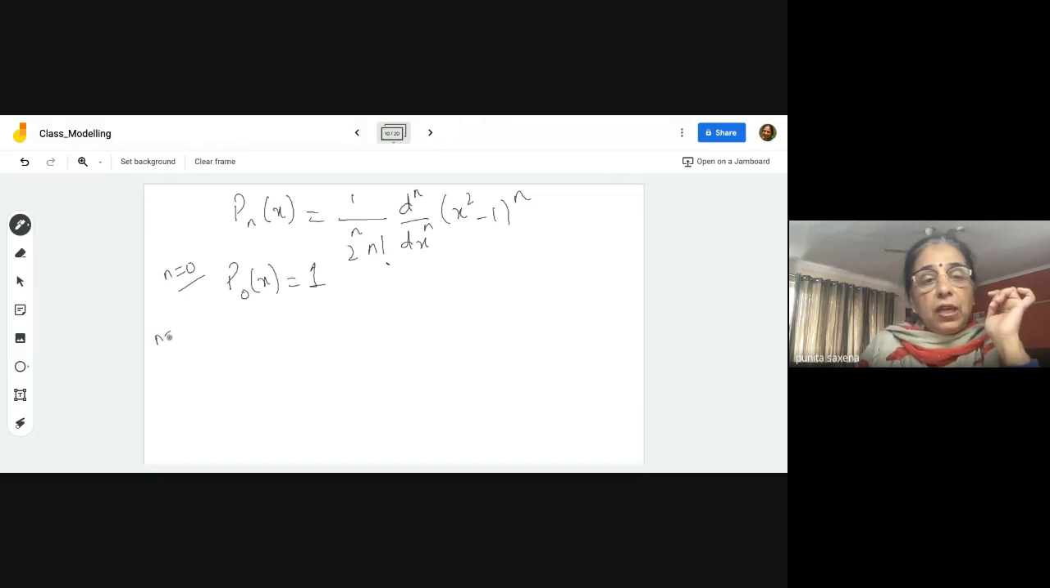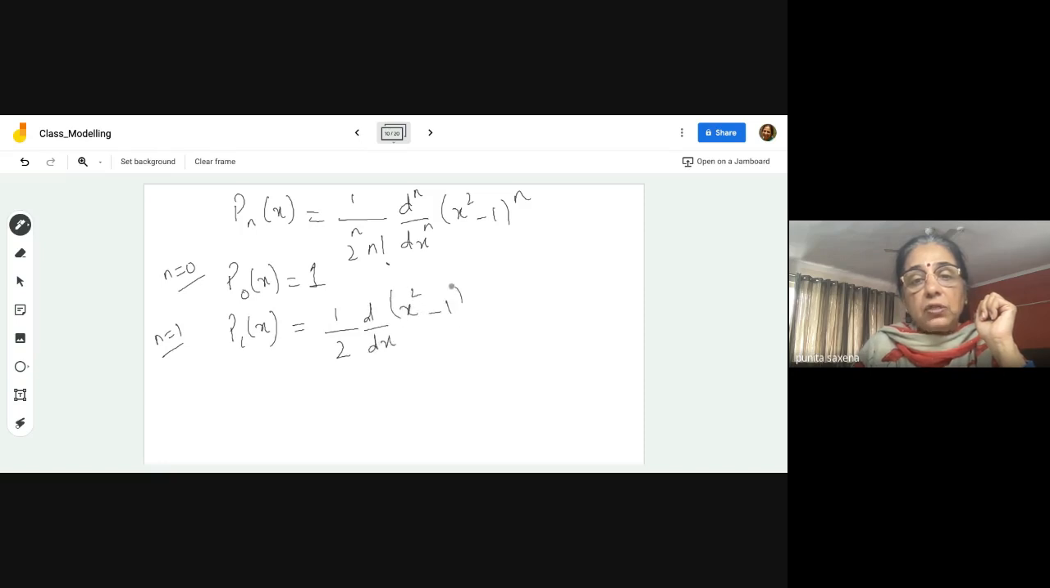Similarly, when you put n equal to 1, I'm talking of Legendre's polynomial of degree 1 or order 1. What will that be? 1 upon 2, now your n is 1, d by dx of x square minus 1. So what is that? x. So this is your Legendre's polynomial of degree 1.